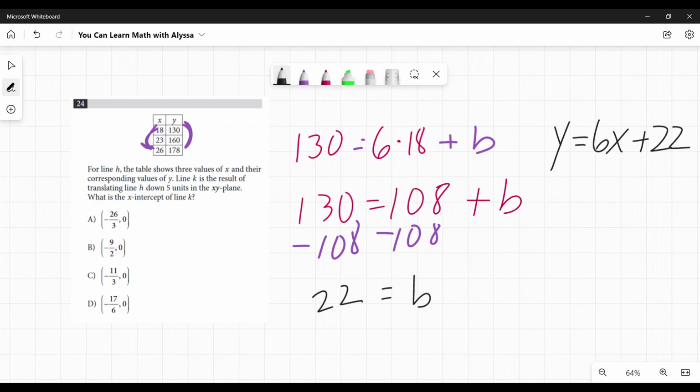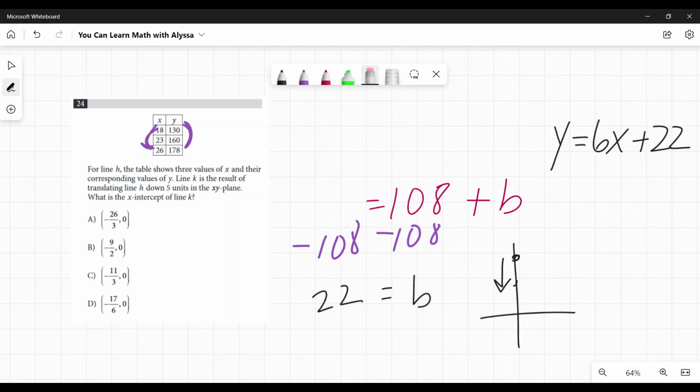Now, when we say translate a line 5 units down, nothing is happening to that slope. It's just sliding down. So if the y-intercept is 22, like we're up here at 22, and I go 5 units down, where am I going to be at? 22 minus 5, or 17.